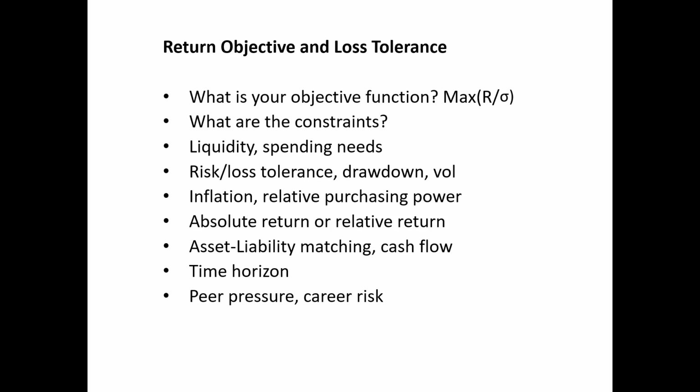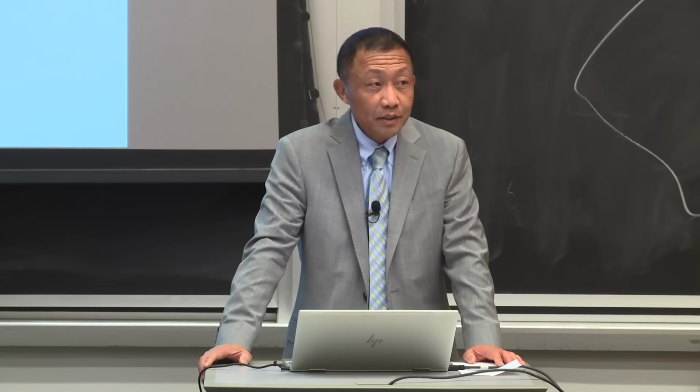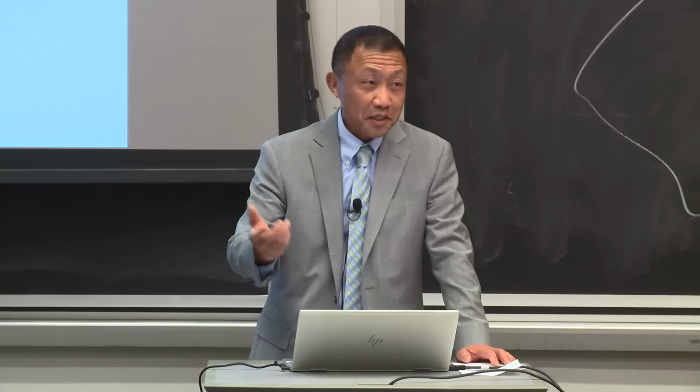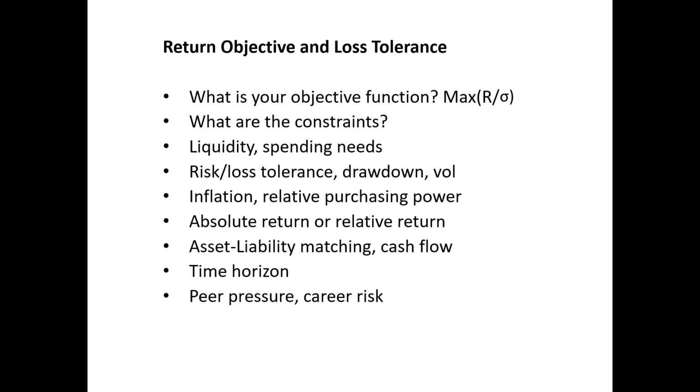Then there's liquidity, right? How much you need to use the money. The $10,000 you had in the portfolio, you may not want to use it in the investment or your liquid investment all the time. So you may want to spend 5% a year, for example. So you need to take into account your spending needs. And also on the downside, how much you can afford to lose is really a very important question.